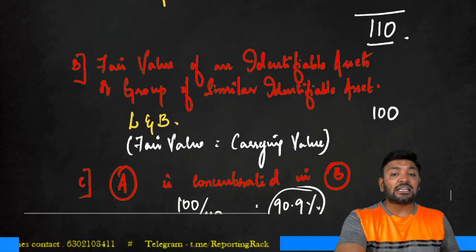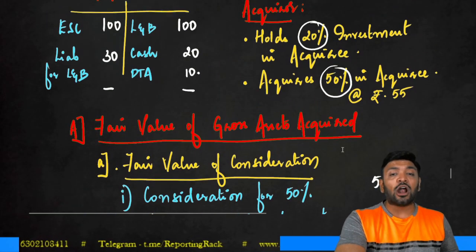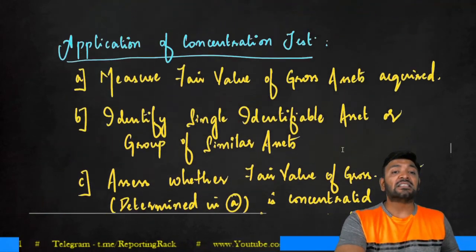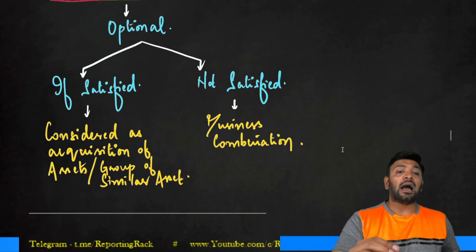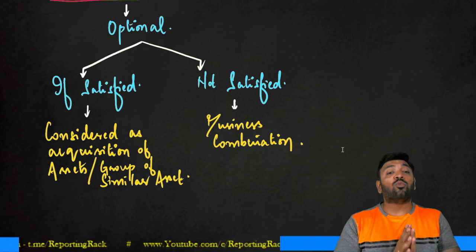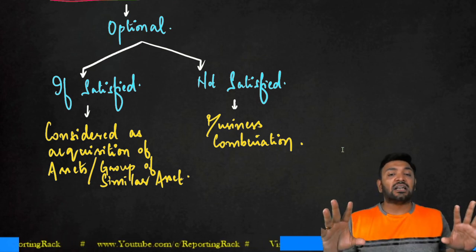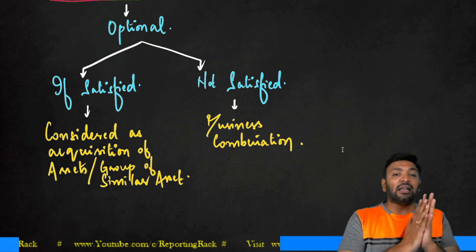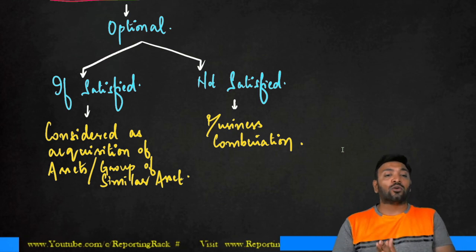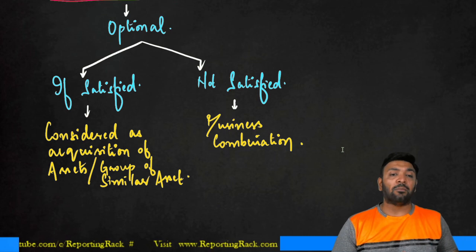If the concentration test is satisfied, I will not perform business acquisition. I will not perform your acquisition as per Ind AS 103. But instead, I will consider it as assets taken over. I'll only consider it as acquisition of the asset. So in the given example, what did they acquire? They only acquired the land and building. It cannot be considered as business acquisition where you apply Ind AS 103. You simply adopt Ind AS 16 and calculate the value at which the land and building is acquired.